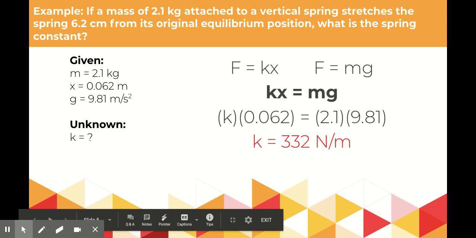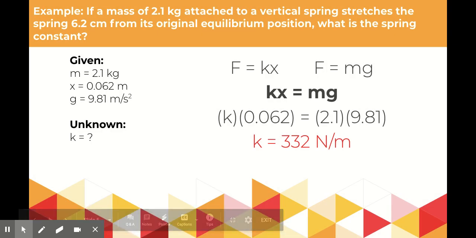All right, so here is one example. If a mass of 2.1 kilograms attached to a vertical spring stretches the spring 6.2 centimeters from its original equilibrium position, what's the spring constant? Okay, so we know what we're given. The mass is 2.1 kilograms. The displacement needs to be in meters, so we converted the 6.2 centimeters into meters, and gravity is 9.8. We're trying to find the spring constant.